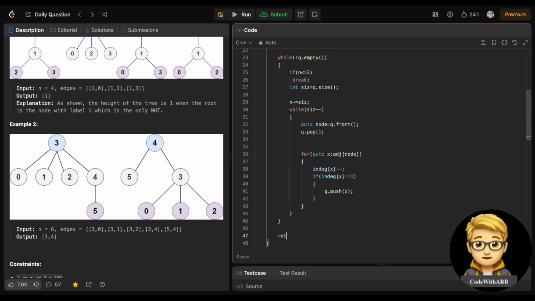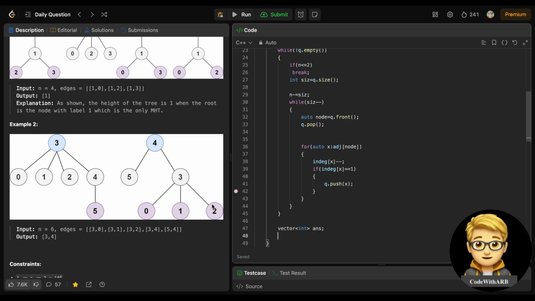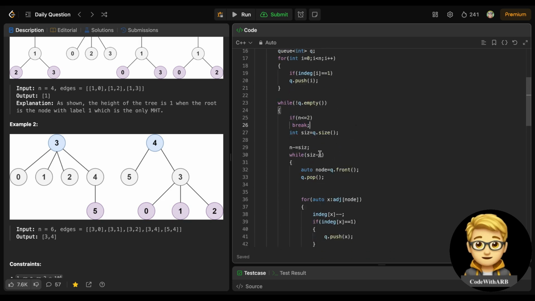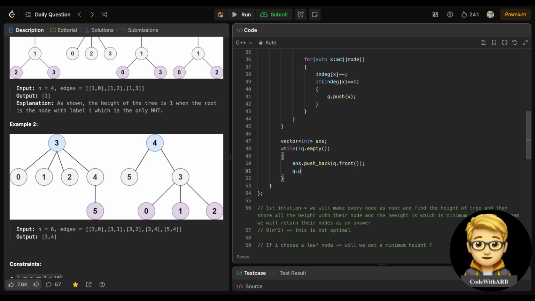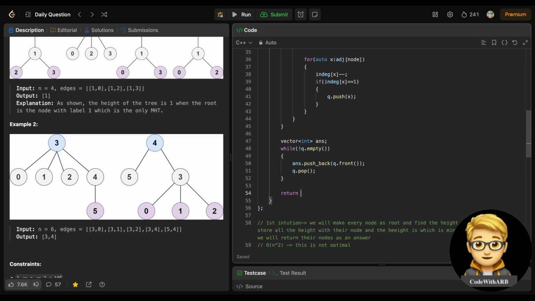And then simply I will return my answer. I also need to maintain an answer because finally I need to return the number of the exact nodes which have minimum heights. For that, this queue should be left with some nodes, because we loop while n is greater than 2, and this queue should be left with some nodes. So this will be q dot front value, and we will pop it until my queue is empty. So I will just return my answer here.